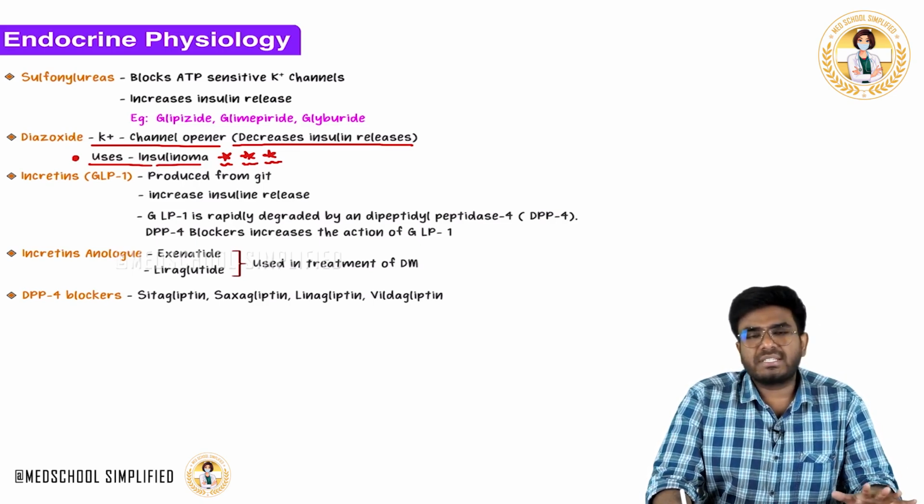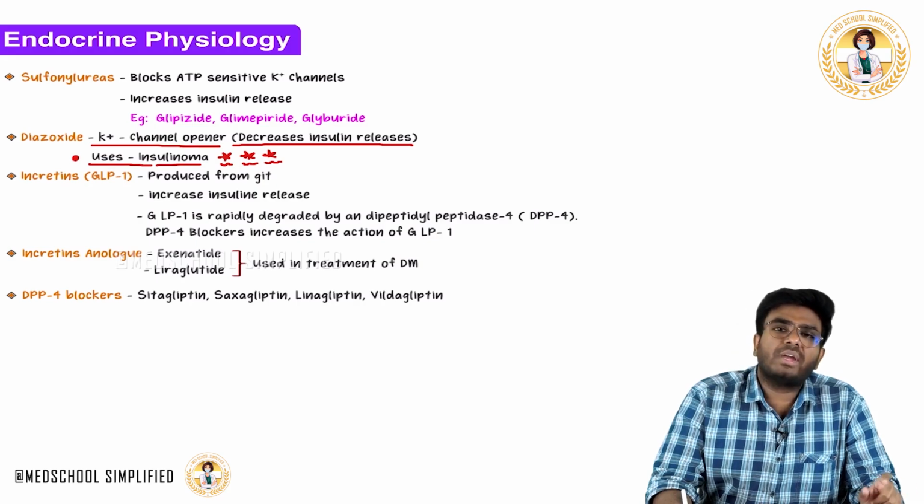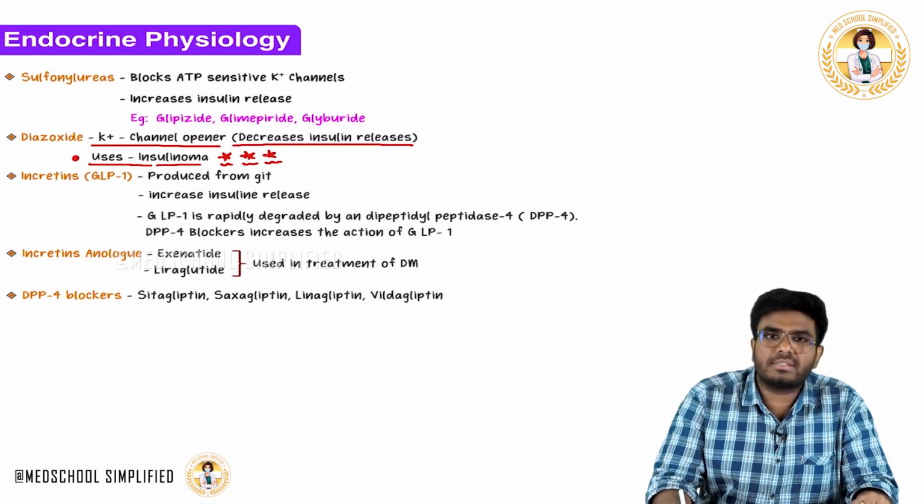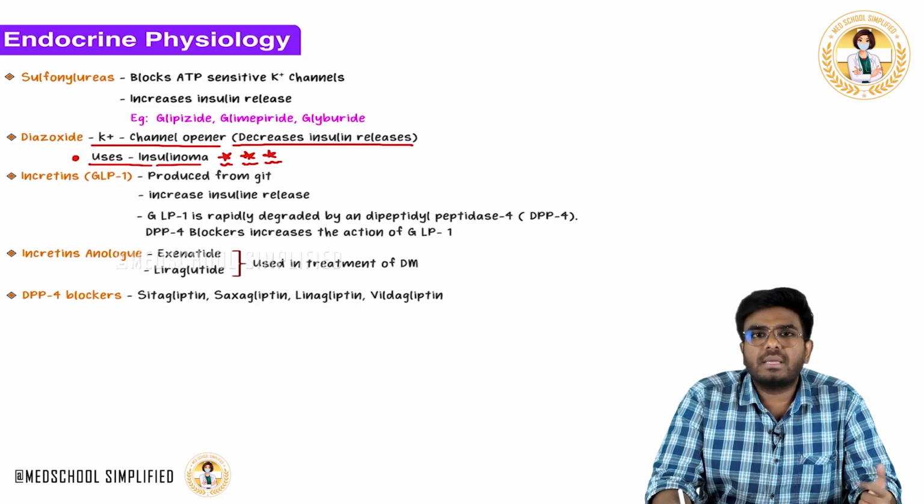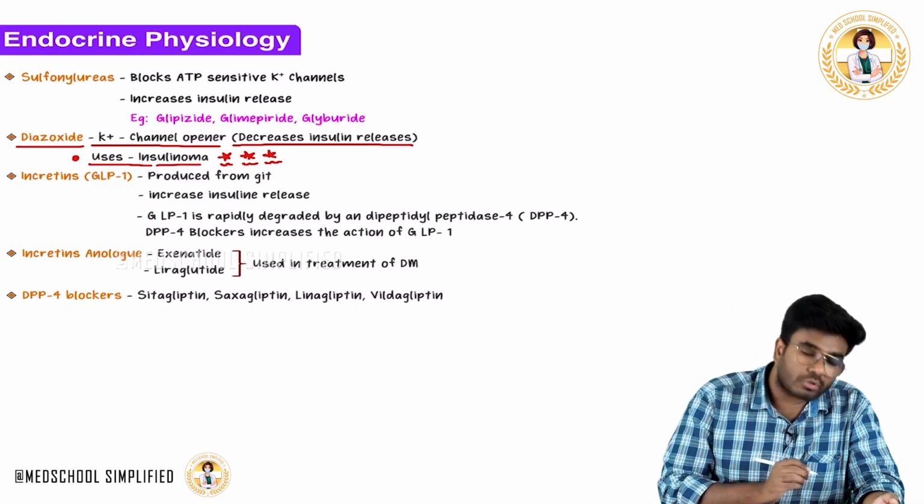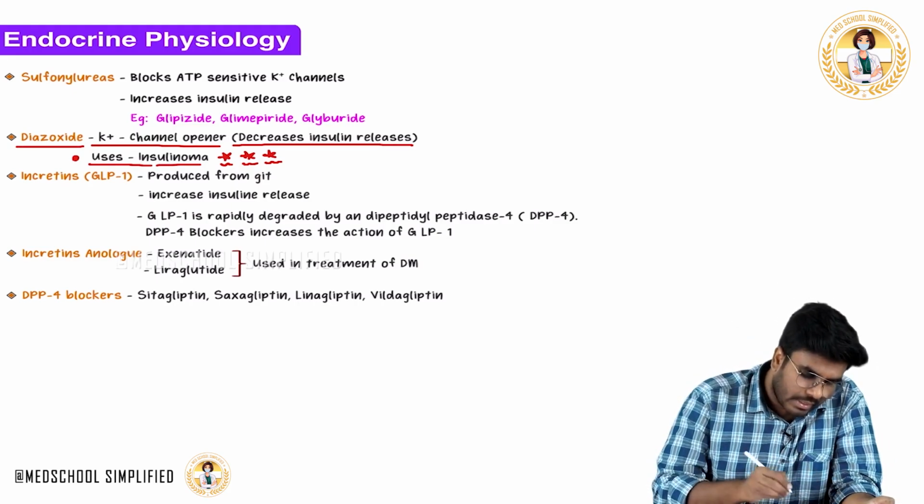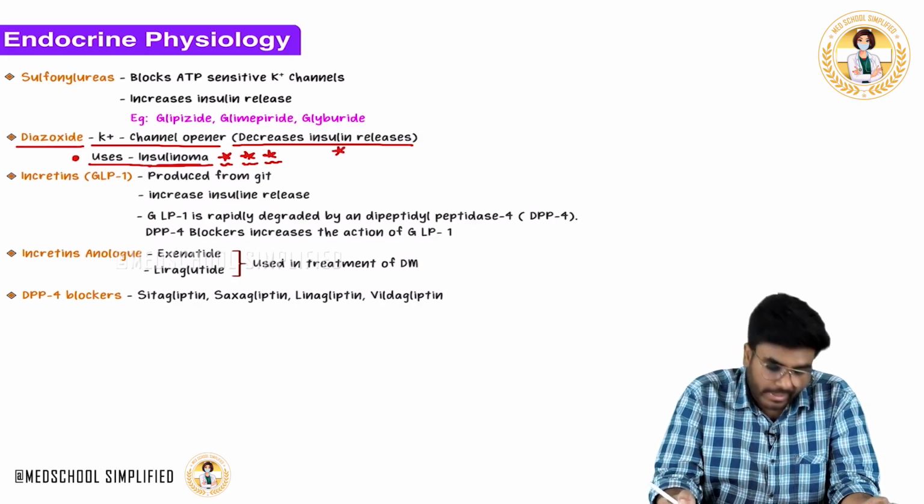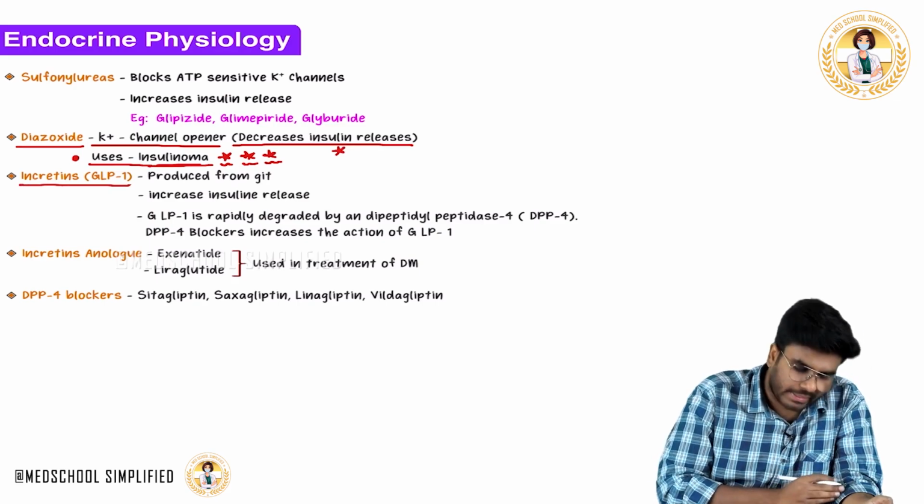So in a person who has insulinoma, what do you have to do as a doctor? You have to decrease the insulin release. How can you decrease the insulin release? By giving drugs like diazoxide. So diazoxide is used in the treatment of insulinoma. Why? Because diazoxide decreases the insulin release. Okay, well and good. Now, let's talk about the incretins.